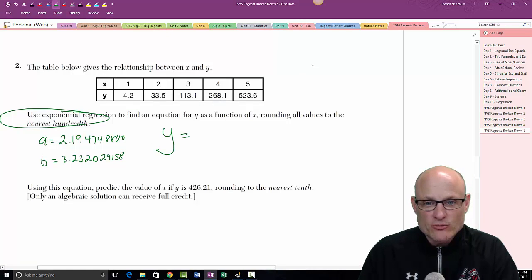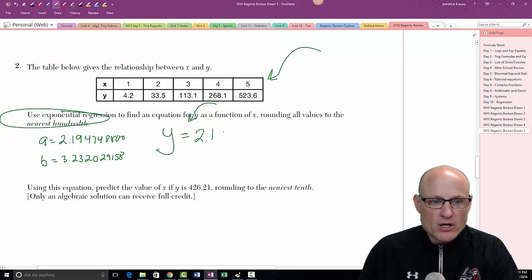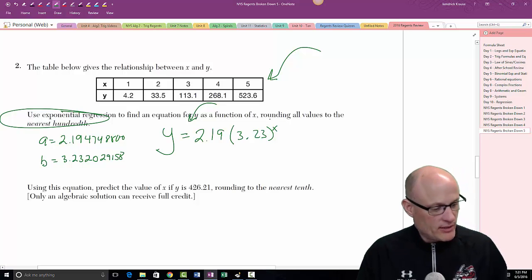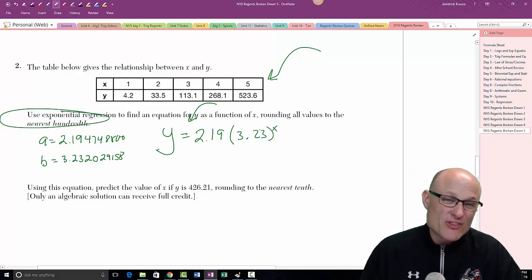Don't forget the Y equals. Most common mistake, putting in the numbers wrong. Second common mistake, forgetting the Y. Don't do that. 2.19, hundredths place. There it is. 2.19, parentheses, 3.23 to the X. There was no rounding on that one. That was sweet. Now comes the hard part.